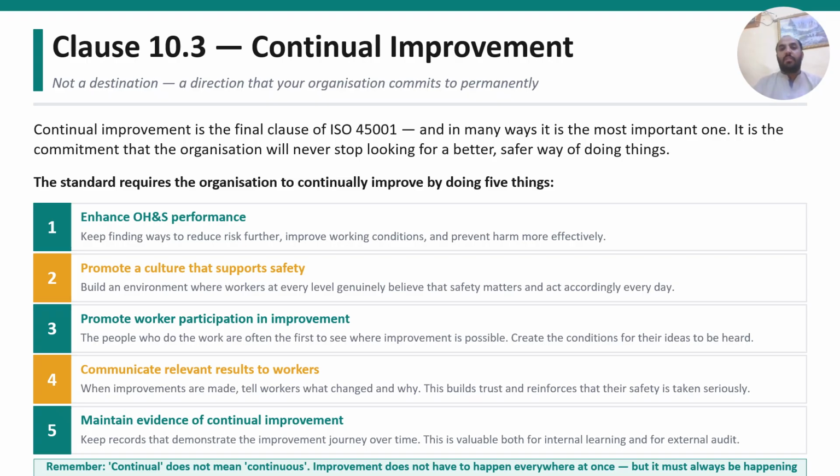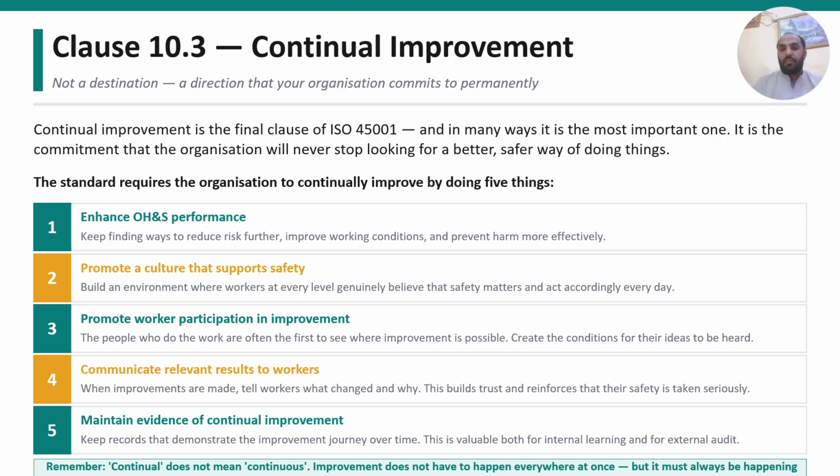The third is to promote the participation of workers in implementing actions for improvement. The people who do the work are often the first to see where something could go wrong, or how we can do this work more safely. Creating the condition where their ideas are actively sought, genuinely listened to, and acted upon is one of the most powerful things an organization can do for its safety performance.